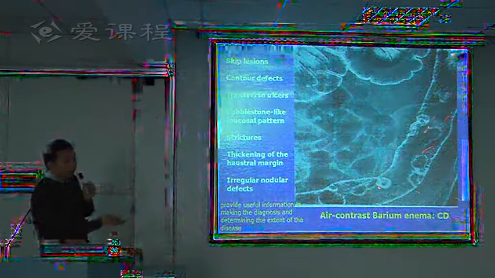So there are some polyps, a lot of polyps. So it also provides useful information, making a diagnosis and determining the extent of the disease. But in our hospital, we seldom do this enema.